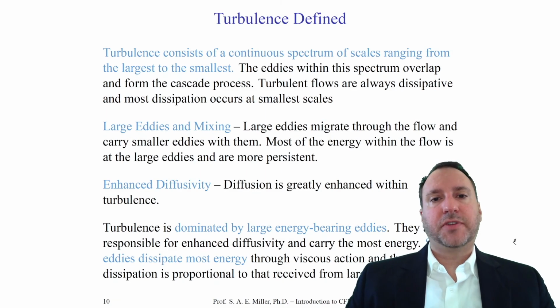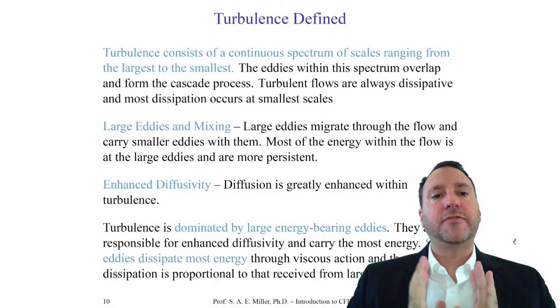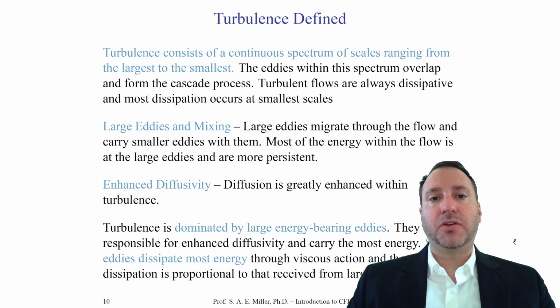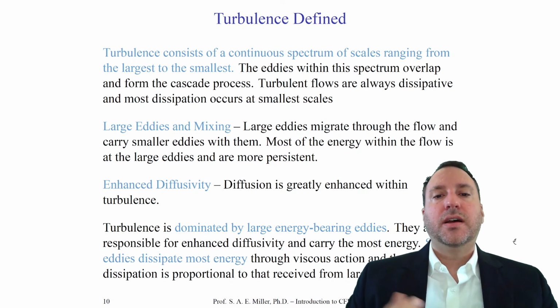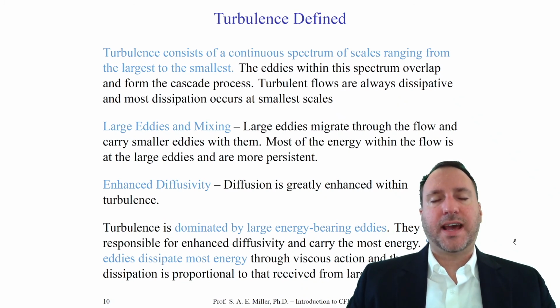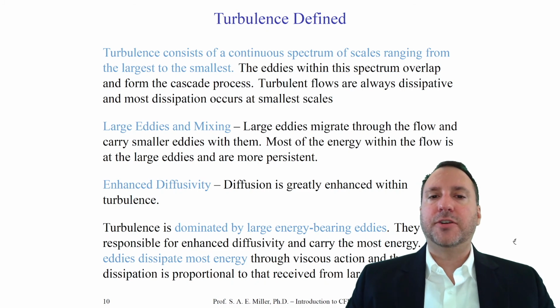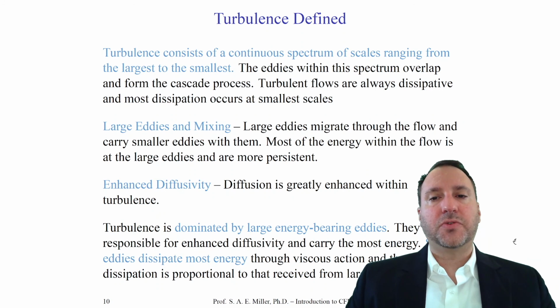Turbulence will consist of a continuum spectrum of scales, ranging from the largest scales to the smallest that are possibly contained within the fluid volume or domain. The eddies within this spectrum will overlap and cause a cascade process. Remember, the energy will be cascading from the largest scales to the smallest, and the turbulent flows will always be dissipative, especially when you have larger viscosities. But even small viscosities will have dissipation.